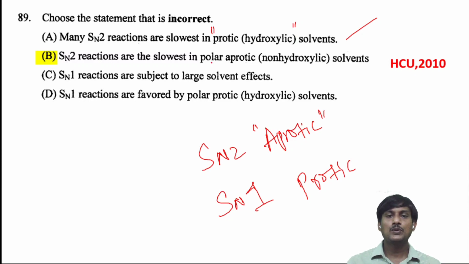SN2 reactions are the slowest in polar aprotic solvents. This one is incorrect. Polar aprotic solvents are favorable for SN2 reaction. SN1 reactions are subject to large solvent effect. So this one is obviously correct. Okay, polar protic solvents are best for solvolysis. SN1 reactions are favored by polar protic solvents. This one is also correct. The incorrect statement is B.